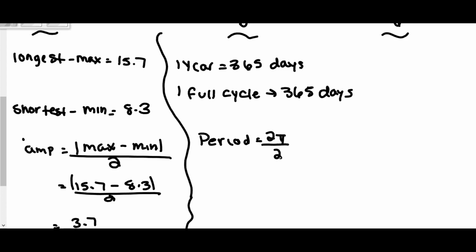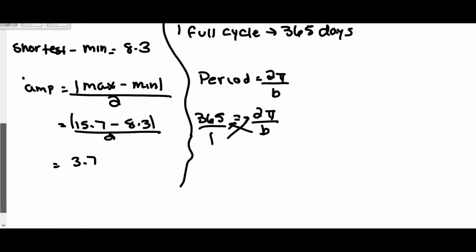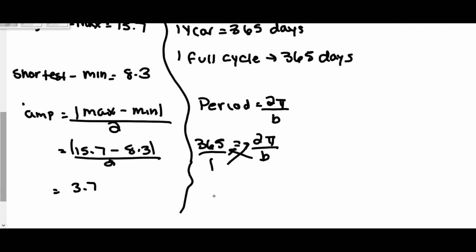period equals 2 pi over B. So 2 pi over B equals 365 days. And then we're just going to cross multiply and solve for B. So B times 365, 1 times 2 pi. So we get 2 pi equals 365b.